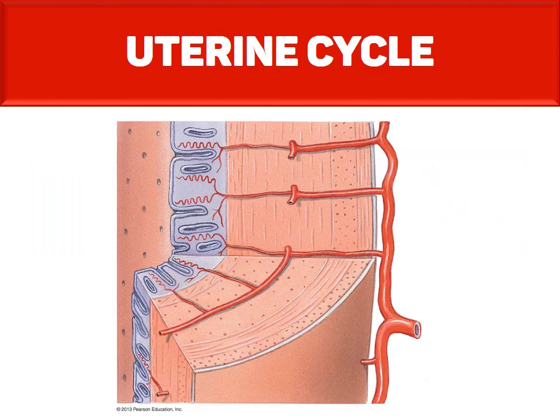Okay, and then we move on to the uterine cycle. Besides all of the changes happening with the follicles and the eggs within the ovary, there are certain physiological changes taking place within the uterus, and these two physiological cycles are happening at the same time, so they correspond to one another.